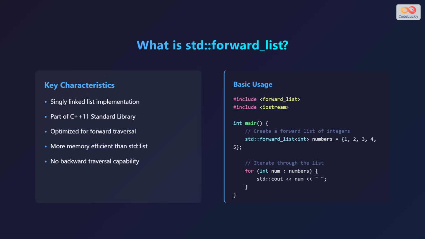It's also more memory efficient than std::list because it only maintains a link to the next element, not the previous one. However, it does not have backward traversal capability. The code example shows how to include the necessary header, which is forward_list, and how to create a forward list of integers. It then iterates through the list and prints each number.